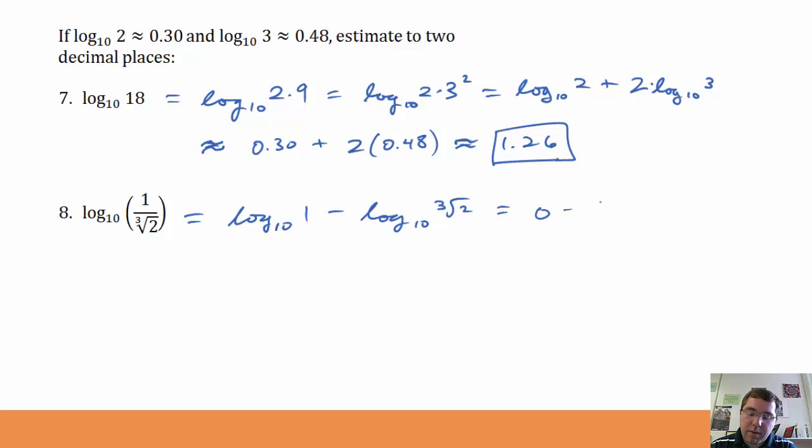And then the log base 10 of the cube root of 2, well, the cube root is 1/3 power, so this is really 1/3 of the log base 10 of 2. And I know the log base 10 of 2 is approximately 0.3, so this is really 0 minus, or negative 1/3 times 0.30. And 0.3 times negative 1/3 gives me negative 0.1.